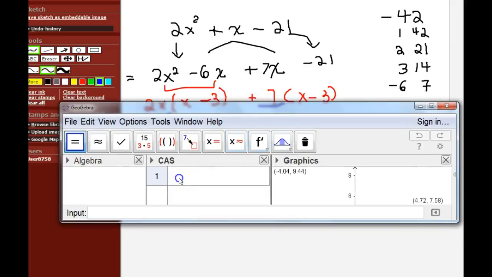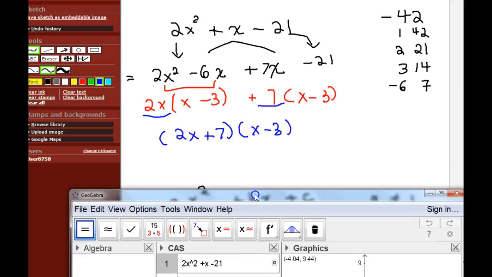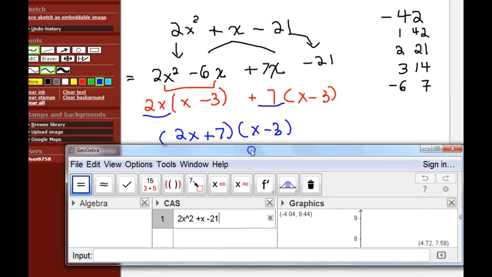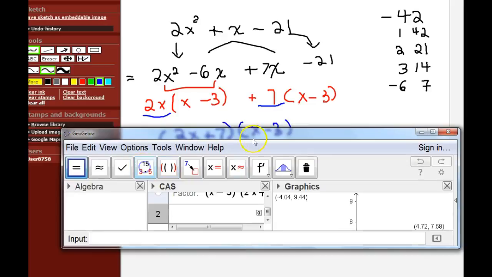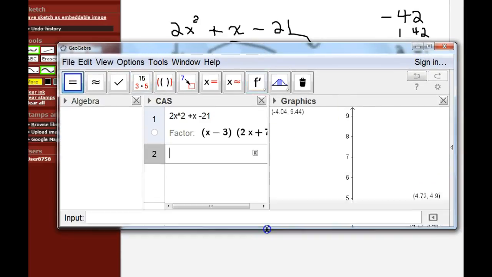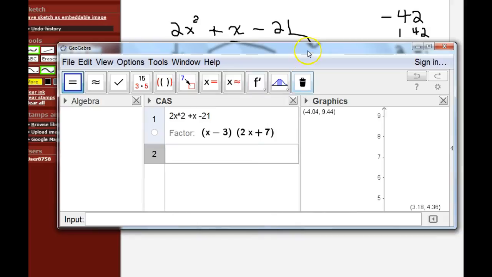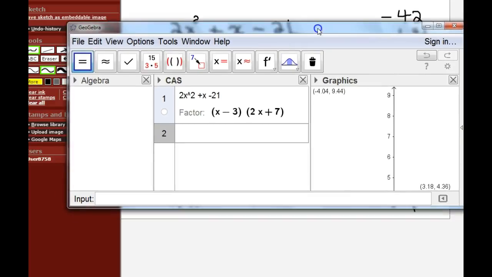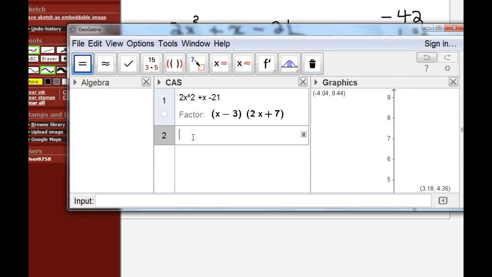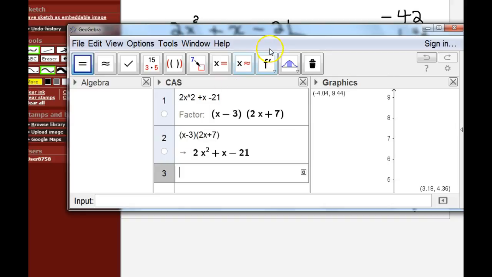I'm going to do it two ways. I'm going to start with my trinomial, 2x squared plus x minus 21. Well, I just want to let you know, I could have used the FOIL or box method to multiply this out, but I'm not going to do it that way. And I'm going to hit factor. There's a factor button, so let's go see if this is the same factor. So this is equal to x minus 3 times 2x plus 7. It works perfectly. I could go the other way around and do x minus 3 times 2x plus 7 and hit enter, and it is that trinomial.